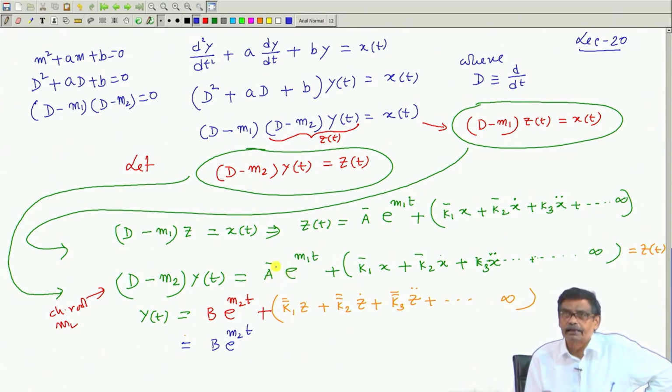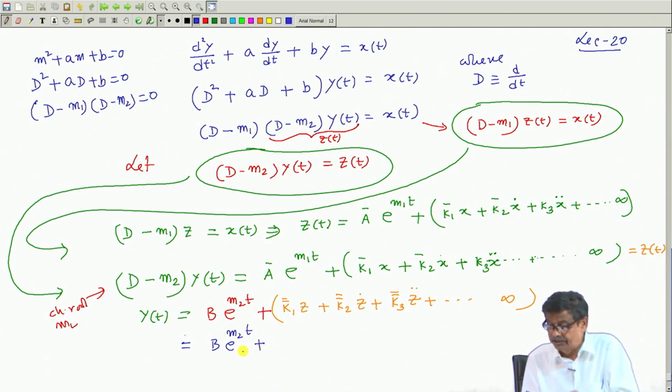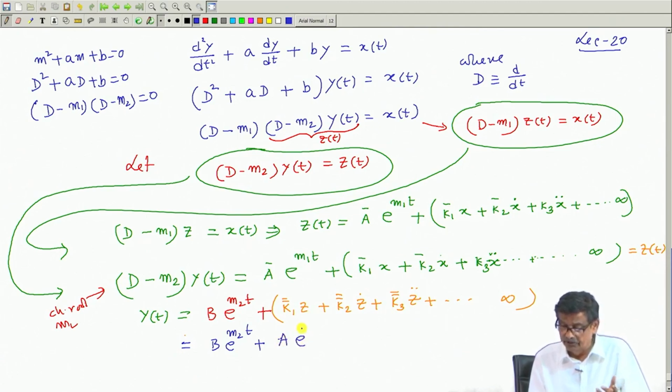See, exponential functions are such a nice function. You differentiate, integrate, its nature will not be spoiled. It will still remain e to the power m t. Only thing, its scaling factor gets changed. So, so far as this term is concerned, I will collect all those e to the power m 1 t terms from successive differentiation, x dot will be also e to the power m 1 t. So, I can say it is equal to a into e to the power m 1 t.